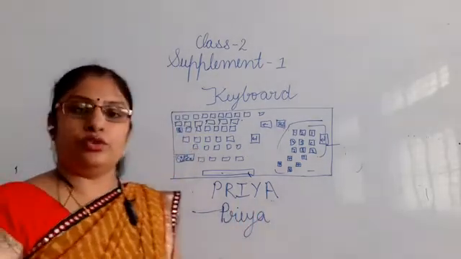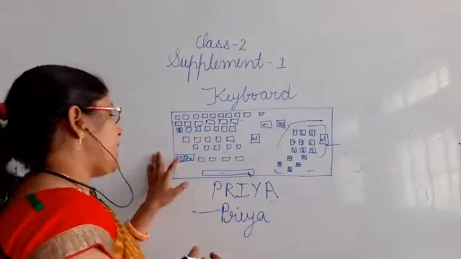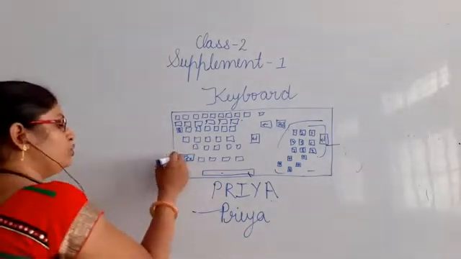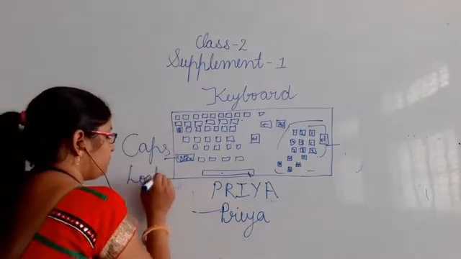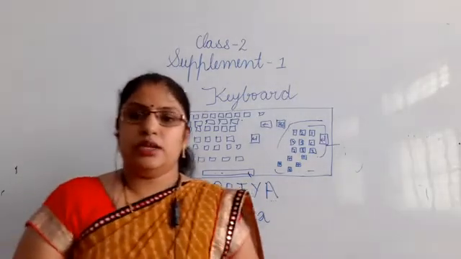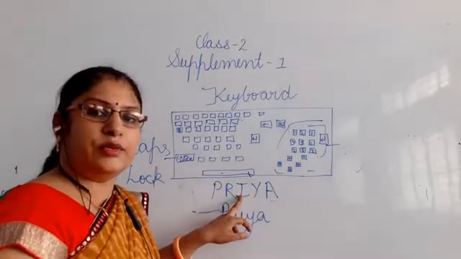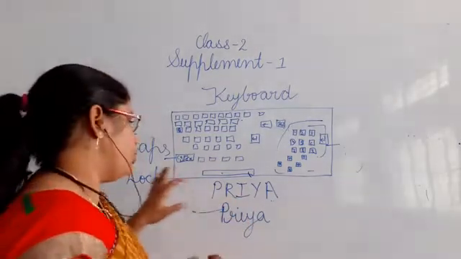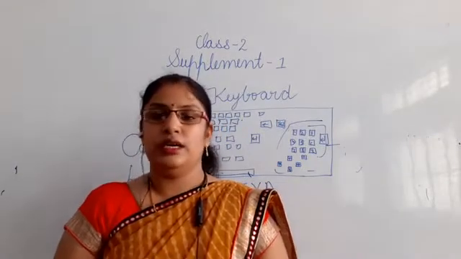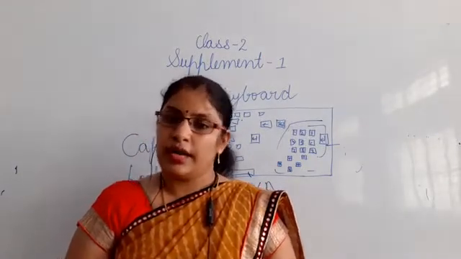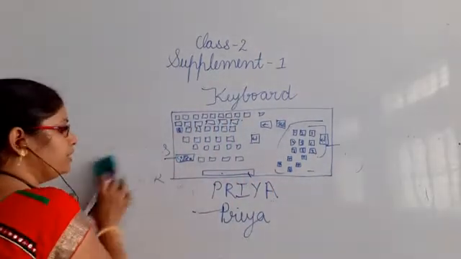But suppose I want to type all the letters in capitals. What I will do is, I will use the caps lock key. After turning on the caps lock key, whatever letters we type will be typed in capital letters. So caps lock is used to type letters in capital. Then next is arrow keys.